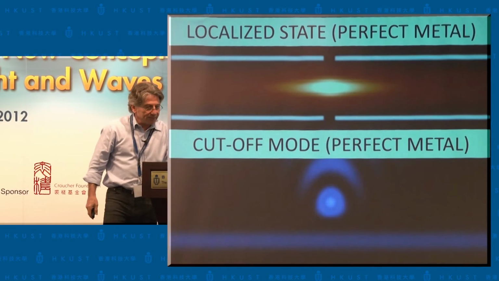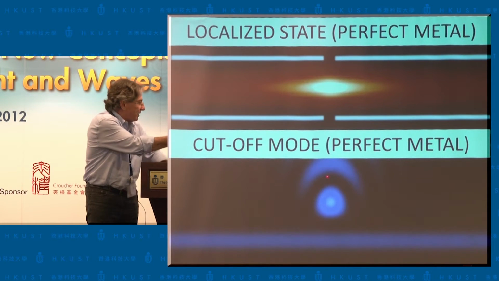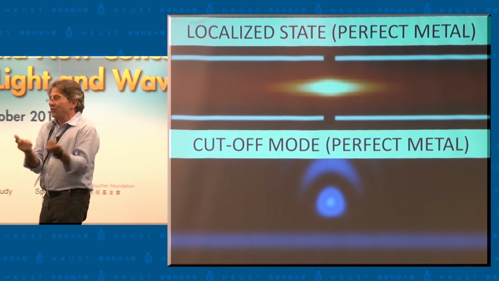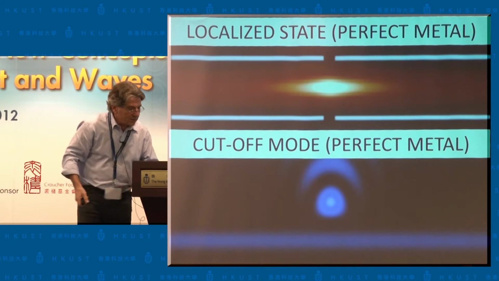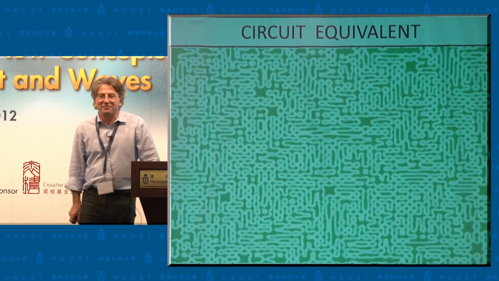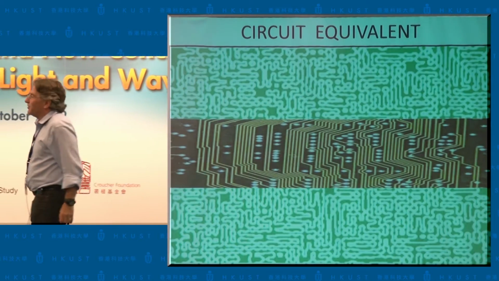Okay, another picture, and this is the cutoff mode. You see, when the frequency is equal to the cutoff mode, the wave goes to the sides. That's why the transmission is significantly less. This is the circuit equivalent of vacuum, and this is the circuit equivalent of the waveguide.